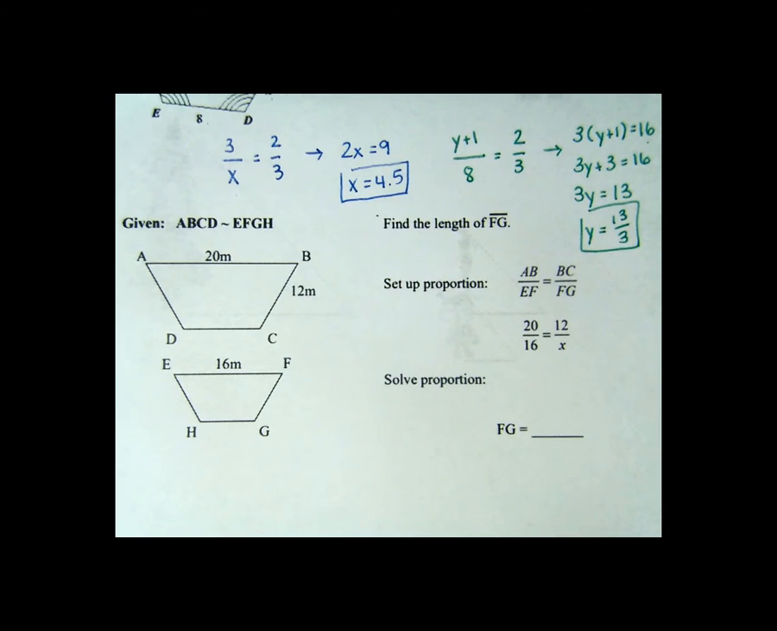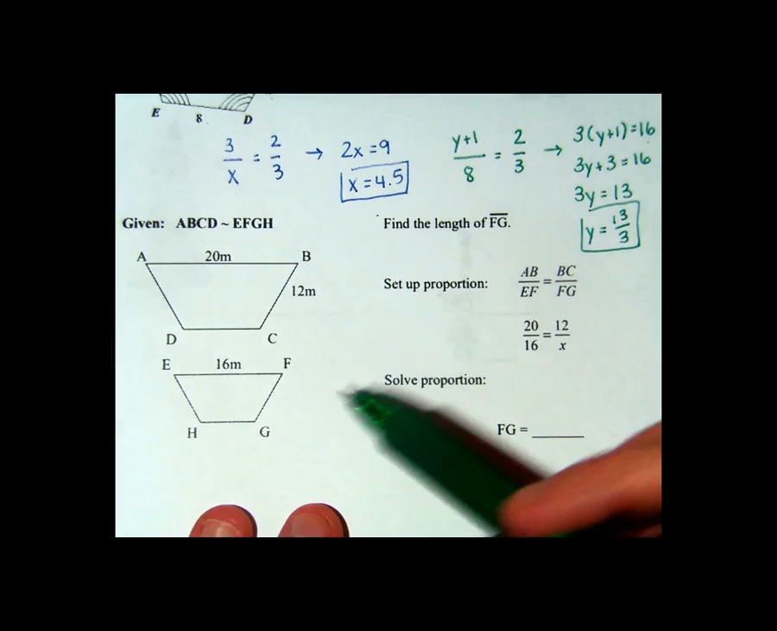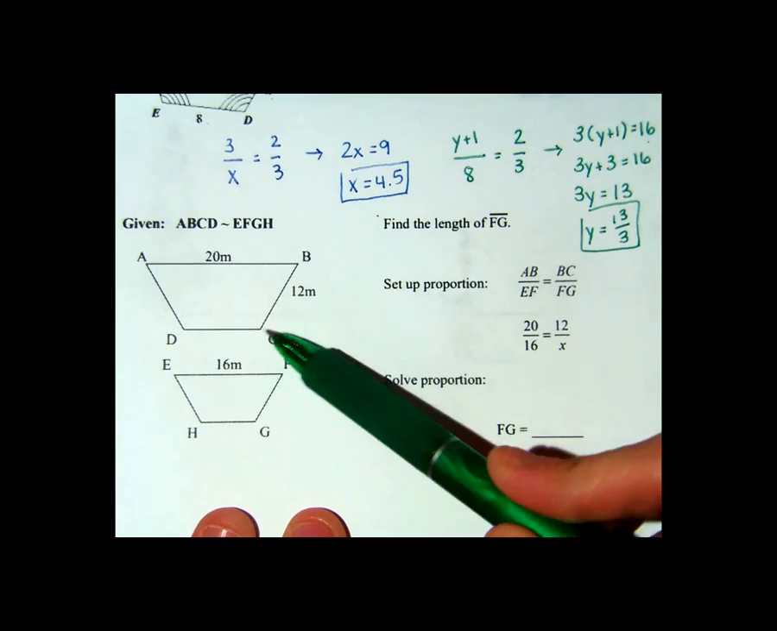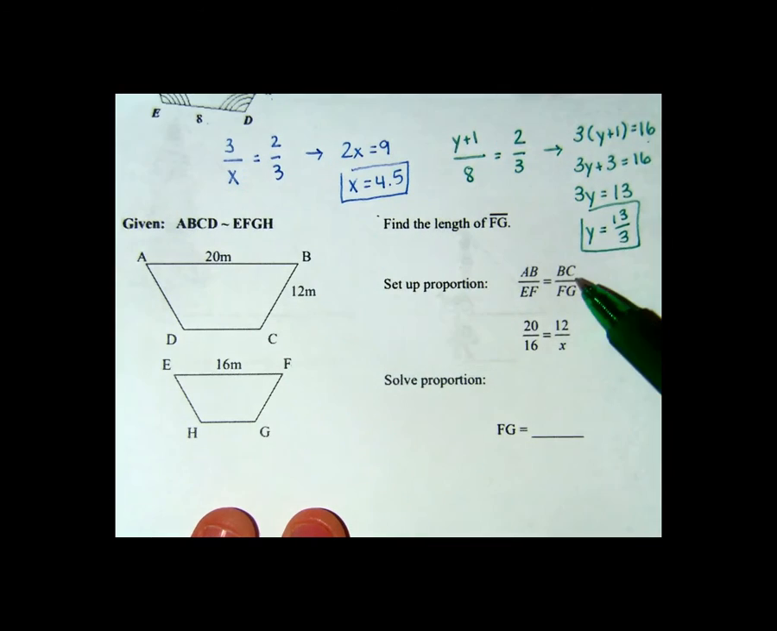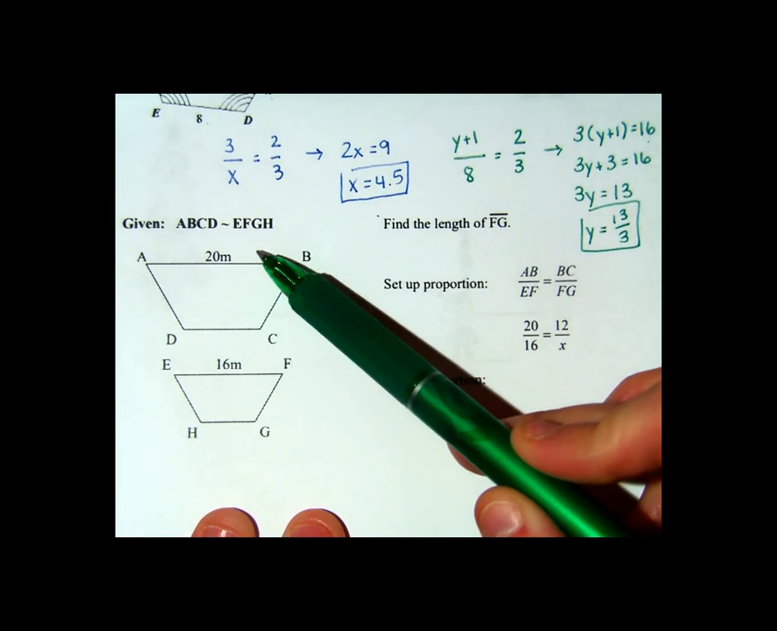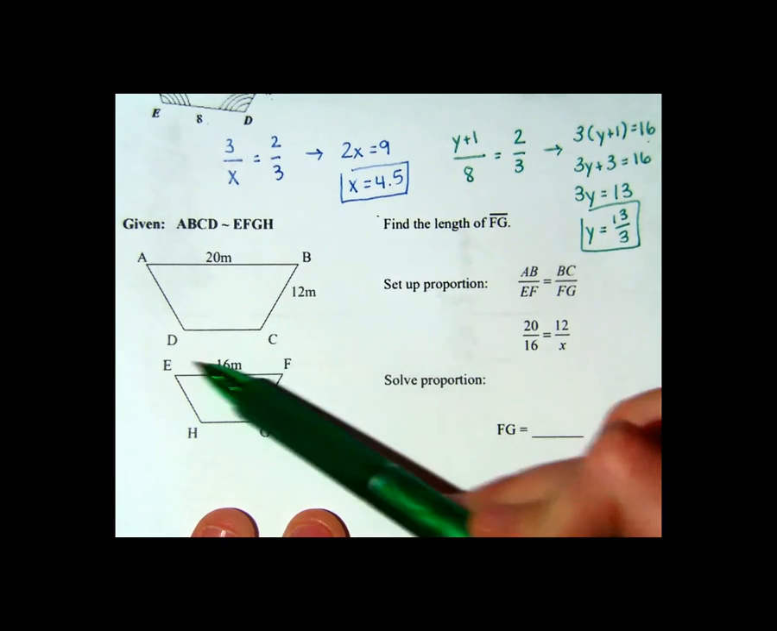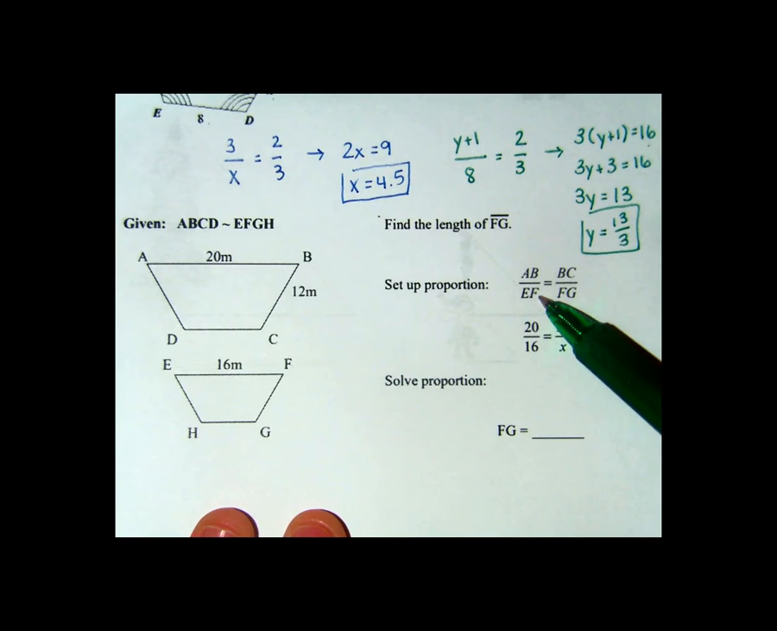Right, in this example, we're supposed to find FG. FG corresponds to BC, so they have BC over FG. Then you have to look at what you already know. You know the length of AB, you know the length of EF, so you put this in a proportion.